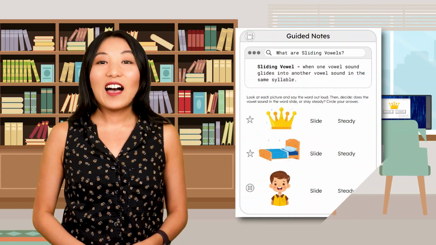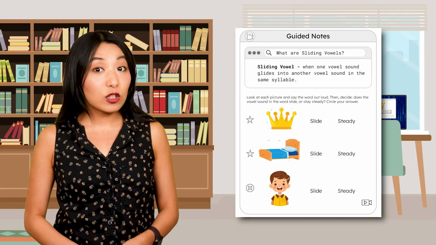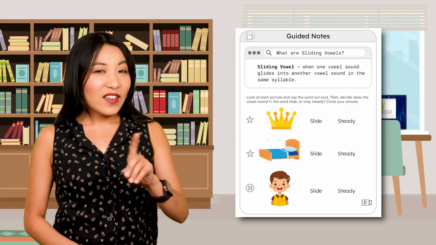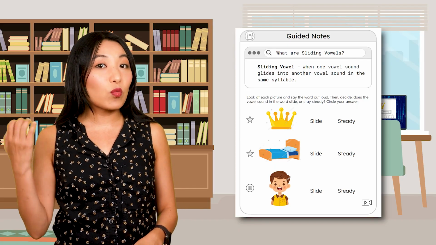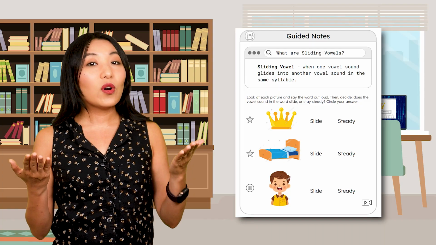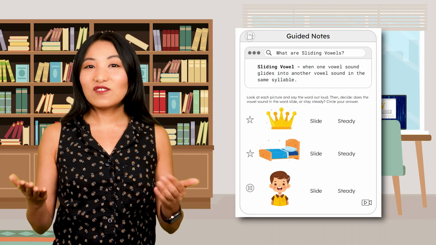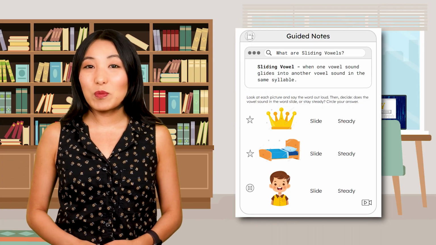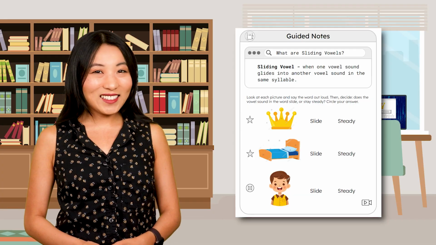Now that we know what sliding vowels sound like, let's reprogram the computer to listen for them too. I'll say a word out loud. Listen closely to the vowel sound. Then decide, does it slide from one sound to another, or does it stay steady? Follow along in your guided notes as we practice together. Ready?